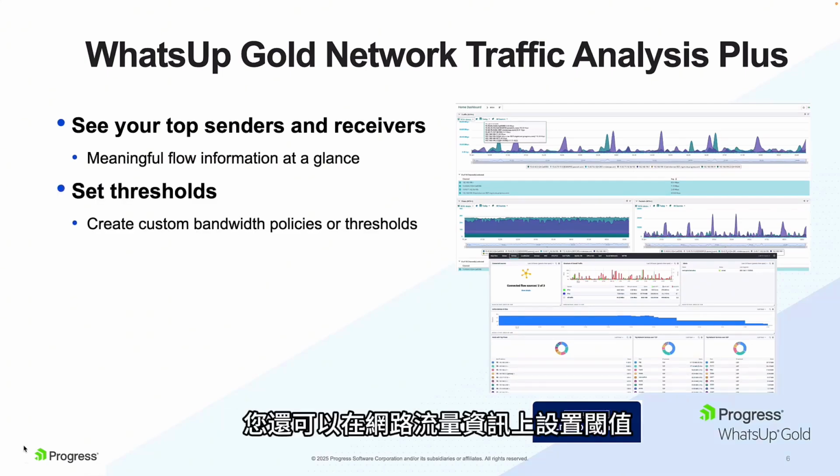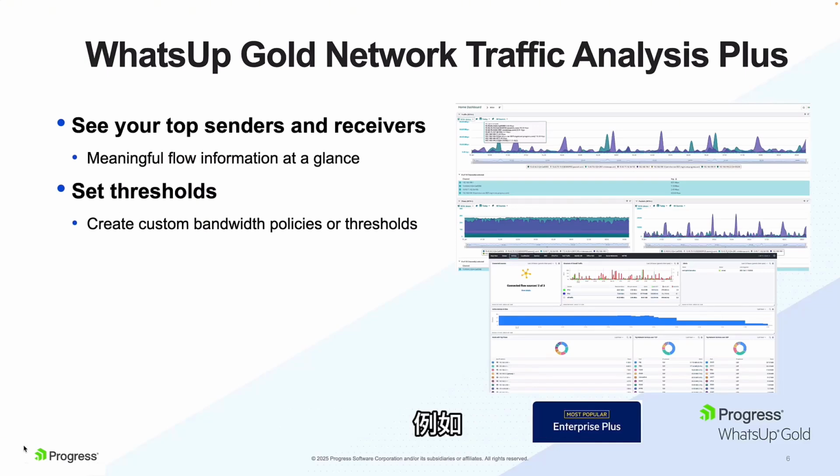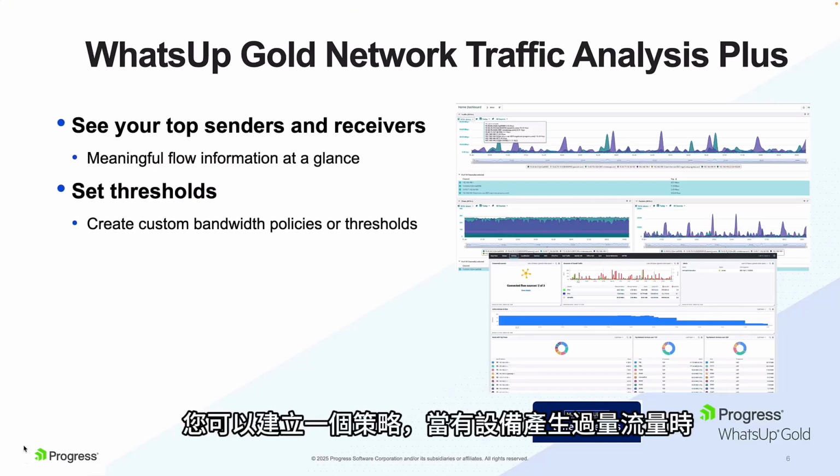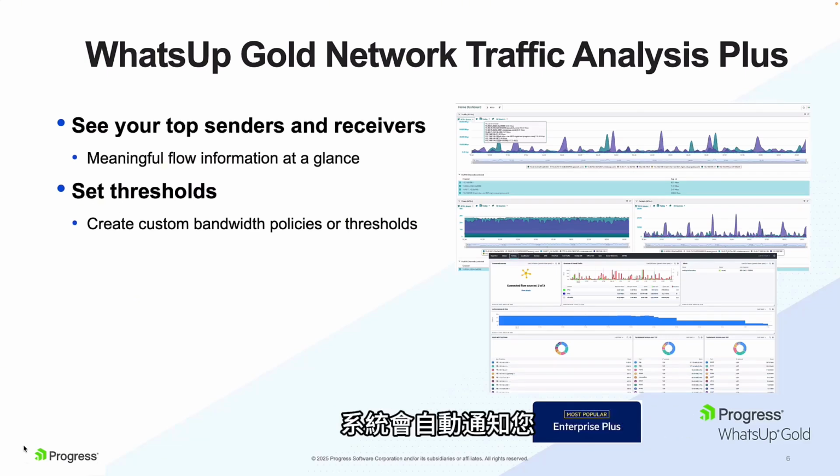Thresholds can be set on the network traffic information. You have the ability to create a wide variety of thresholds. So for example, you can create a policy to get notified if any host in the environment is flooding the network with traffic, or you can create your own threshold to ensure that the bandwidth is being used for critical business applications as opposed to users streaming things like Spotify or Netflix.